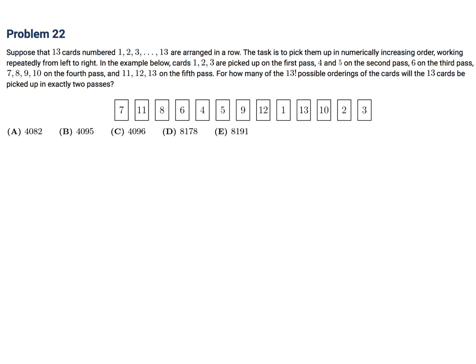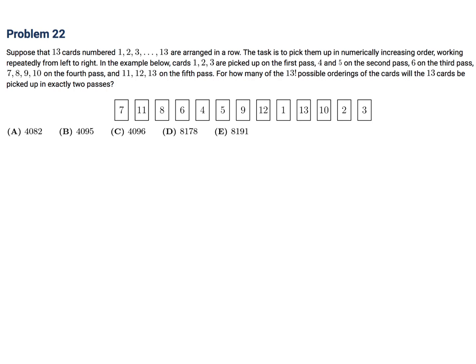Suppose that 13 cards numbered 1 through 13 are arranged in a row. The task is to pick them up in numerically increasing order, working repeatedly from left to right. In the example below, cards 1, 2, 3 are picked up on the first pass, 4 and 5 on the second pass, 6 on the third pass, 7, 8, 9, 10 on the fourth pass, 11, 12, 13 on the fifth pass. For how many of the 13 factorial possible orderings of the cards will the 13 cards be picked up in exactly 2 passes?